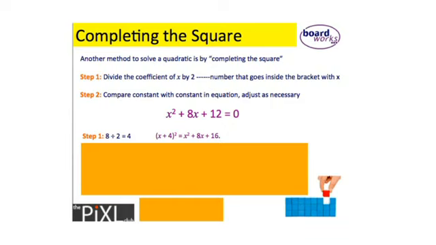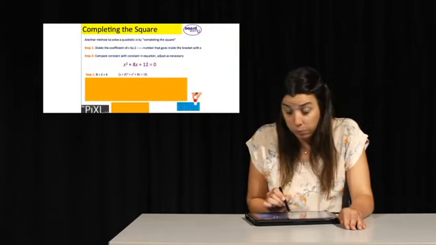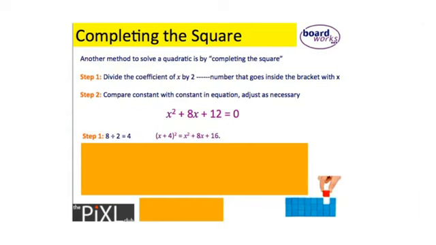That number goes inside the bracket with x. So we have x plus 4 and we square it. That's our term there that's going to be squared. We then multiply out that bracket. So if we have x plus 4 squared, it's x plus 4 multiplied by x plus 4. We're going to have three terms as a quadratic. We're going to have x squared plus 8x plus 16.